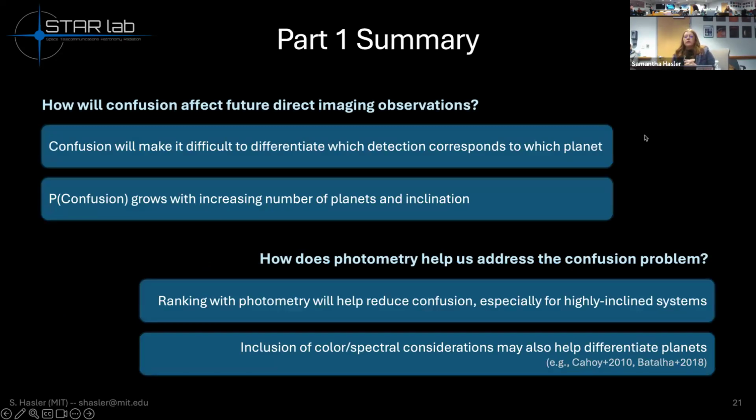Okay, so in part 1, we've taken a look at how confusion will affect direct imaging observations. We've seen that it will make it difficult to differentiate which detection corresponds to which planet, and also that the probability of confusion grows with the increasing number of planets and inclination. But the good news is that photometry does actually help us to address the confusion problem. Ranking with photometry will help us to reduce confusion, especially for highly inclined systems, which are the most affected. And then with the inclusion of color and spectral considerations, we also expect to help improve the problem, because there have been a lot of previous studies on how color varies with the phase angle. I can pause here before I move on to part 2 if there are any questions on part 1.